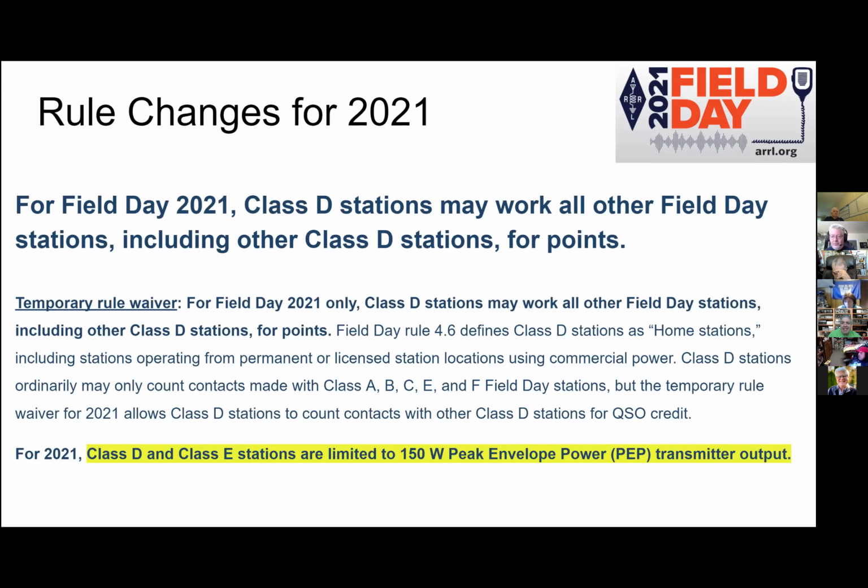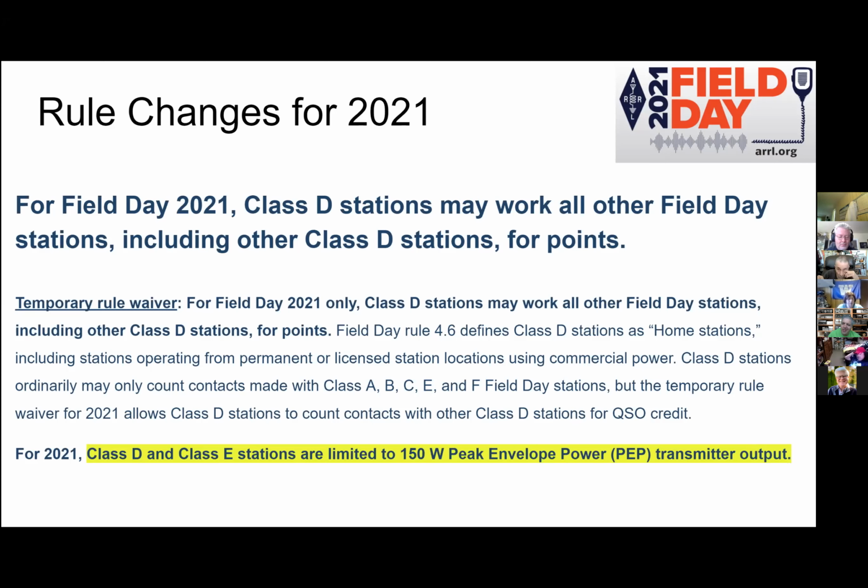Class D and Class E stations, a Class E station is a home permanent installation station operating on emergency power, meaning like operating on a battery backup or a generator, Class D and Class E stations are limited to 150 watts of PEP output. So basically what they realized, and if you participated in Field Day last year, particularly on sideband, you may have noticed that certain Class D stations, maybe at home with their beam and their amplifiers, were dominating from time to time and really washing out sometimes the Class A and Class B stations.